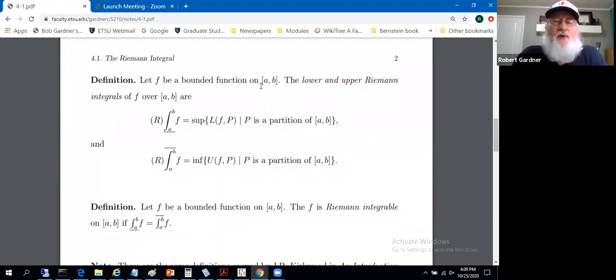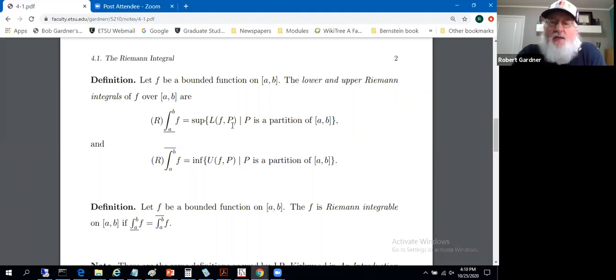Let f be a bounded function on the interval from a to b. We'll define lower and upper Riemann integrals of f over that interval as follows. First, we're going to use now and then this ugly R in parentheses to indicate these are Riemann integrals because we're saving the nice notation for Lebesgue integration. But we'll briefly encounter Riemann integrals. The lower Riemann integral of function f on the interval from a to b is defined as the sup over all partitions of the interval [a, b] of lower Darboux sums of f with respect to P.